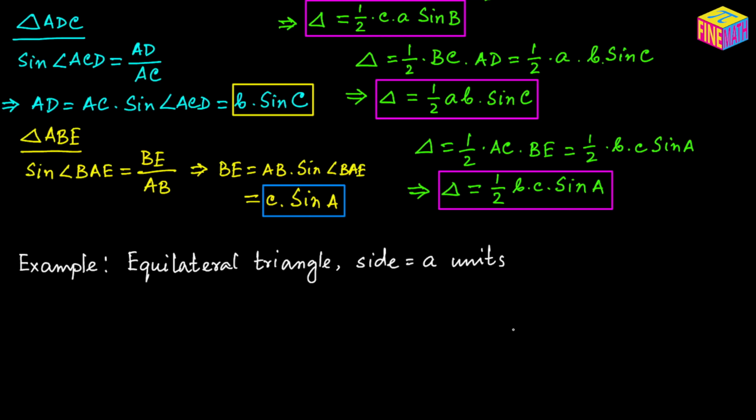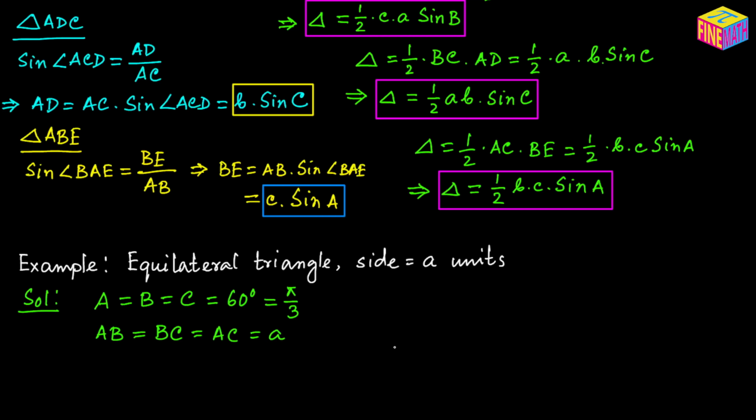Suppose we have to calculate the area of an equilateral triangle where the side length is a units. Now in this case, what information is provided here? Well, because we have been told that it is an equilateral triangle, each of the angles would be 60 degrees. So we can say A = B = C = 60 degrees, or even pi over 3, and the side length has been provided as a. That means AB = BC = AC = a units.